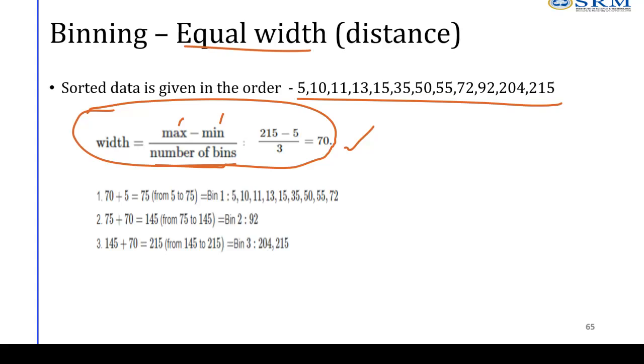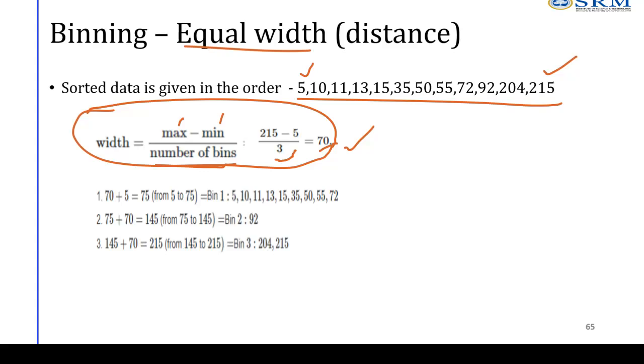So this is the sorted data, and let us first calculate the width. The width is max minus min. The max is 215 and the minimum is 5, so 215 minus 5 divided by the number of bins. How many elements do we have here? 1, 2, 3, 4, 5, 6, 7, 8, 9, 10, 11, 12. So 12, which can be divided by 3. Usually we form at least 3 bins, so 3 bins with 4 elements each. The number of bins is 3, so you get 70 for the width.